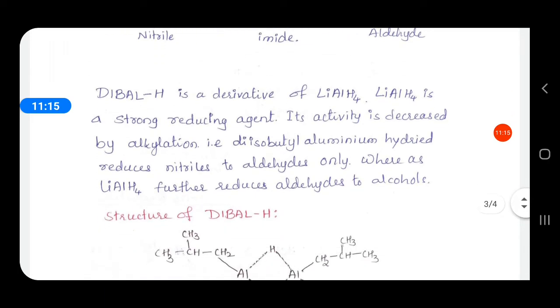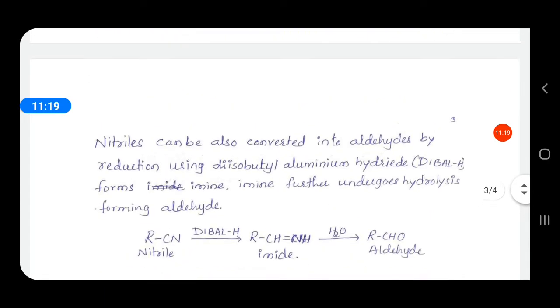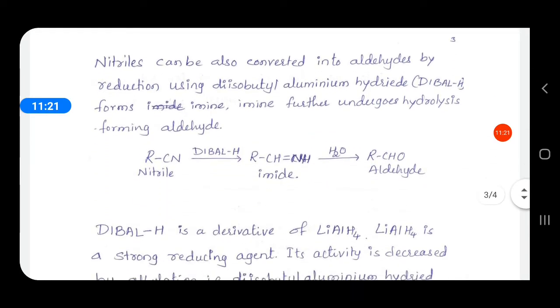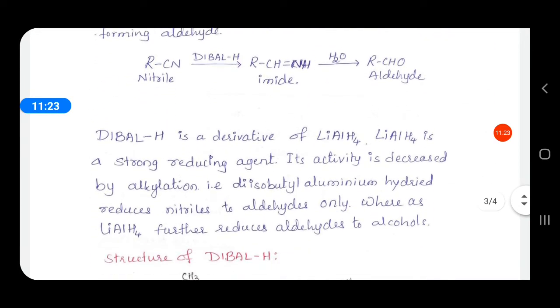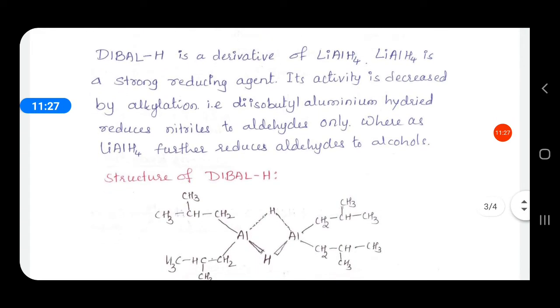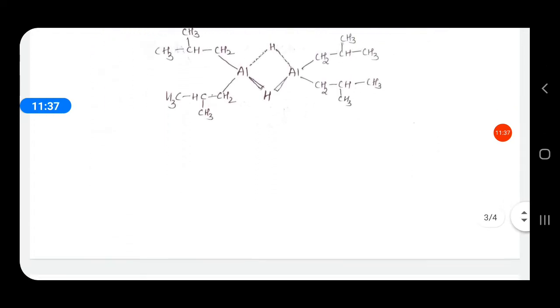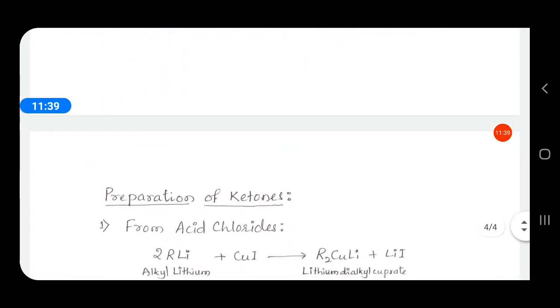This is the structure of DIBAL-H. Diisobutyl aluminum hydride is commonly called DIBAL-H. It is partially deactivated by treating with the alkyl groups. Okay, so this is about the preparation of aldehydes.